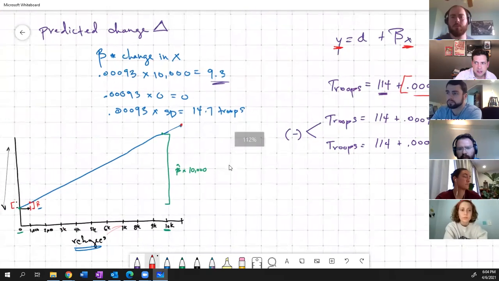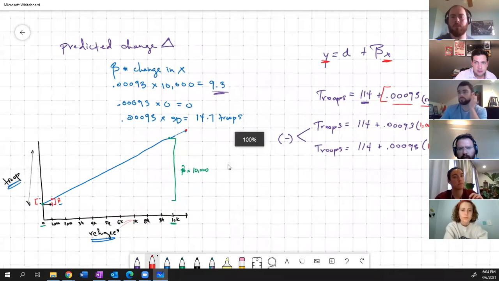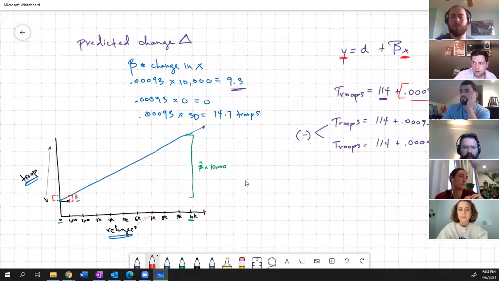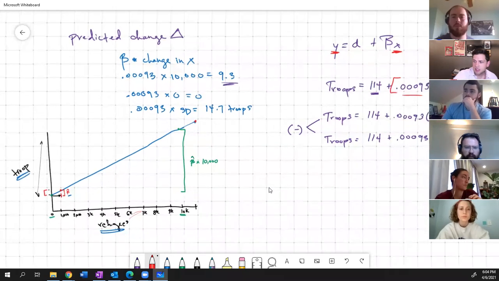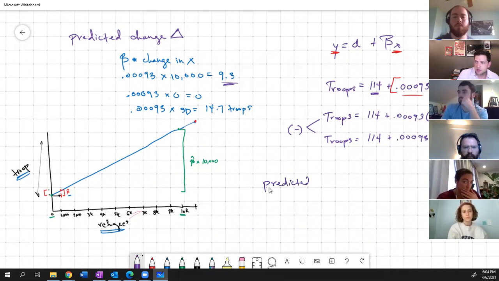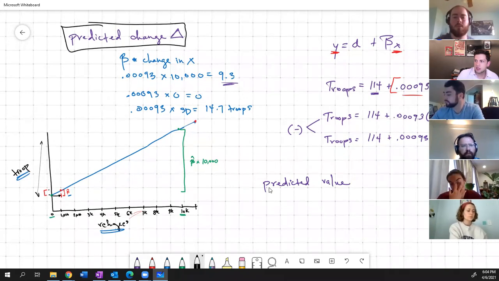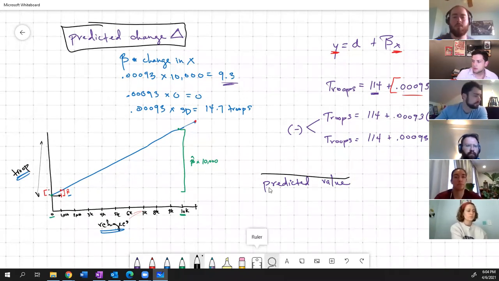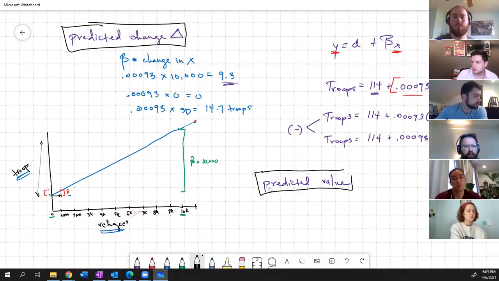Questions about that? So that's predicted change. All right, now I can make this really easy. This won't take nearly as long when we talk about predicted value. Okay, predicted value. So this one is predicted change. This one is predicted value.